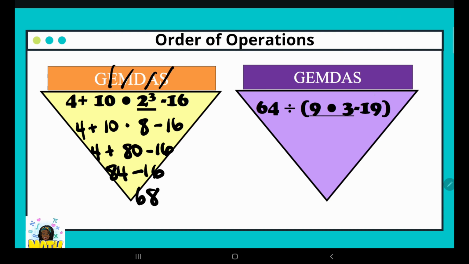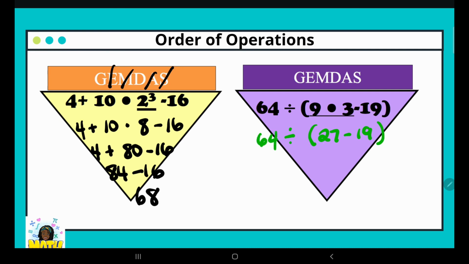So again, we do have parentheses, so we're going to do what's inside the grouping symbol first. But if you notice, I have more than one operation inside the grouping symbol. I have multiplication and a subtraction. So I'm going to go ahead and do that multiplication first, okay? So I can say 9 times 3 is 27. And I'm going to bring down that 19 and I'm going to put it back inside the grouping symbol because I still need to finish up everything that's inside the grouping symbol. And let's bring down the rest of it.